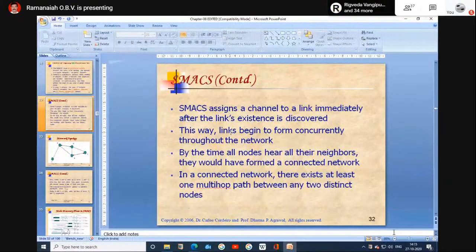Links begin to form concurrently throughout the network. So all the nodes, neighbors, they do this job parallelly. And once they finish, now the links in the network are all ready for communication. By the time all nodes hear their neighbors, they would have formed a connected network. In a connected network, there exists at least one multi-hop path between any two distinct nodes. That is only possible when the network is connected, right? If there are partitions, then it is not possible. So we understand that.